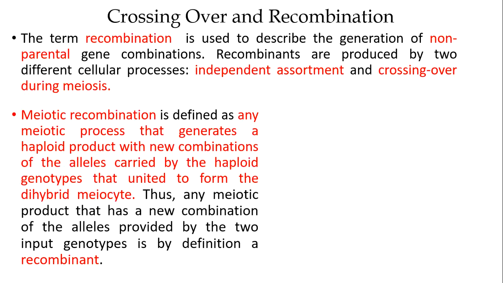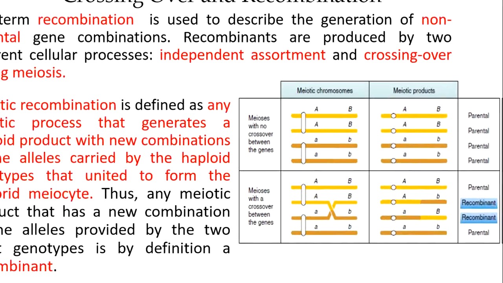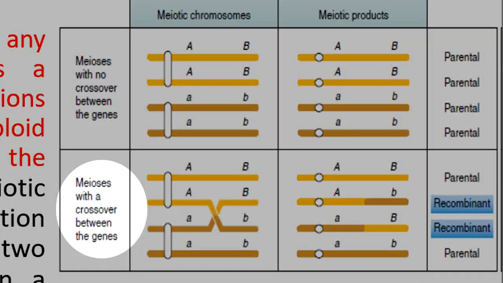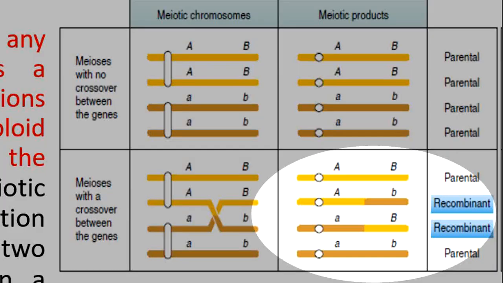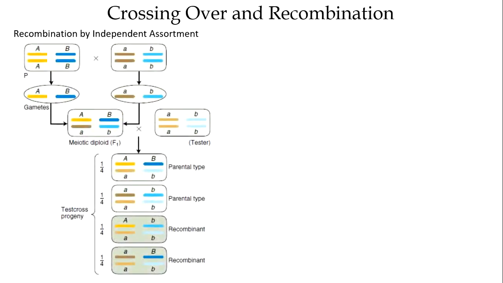Thus, any meiotic product that has a new combination of the alleles provided by the 2 input genotypes is by definition a recombinant. If we take a look at the comparison of 2 meiotic products, one where crossing over did not occur and the other where crossing over occurred, we would observe that without crossing over the parental combination of alleles was retained, while with crossing over, 2 new reciprocal recombinants were obtained in addition to the parental combinations. To understand how recombinants are produced, let's reconstruct a standard Mendelian analysis.